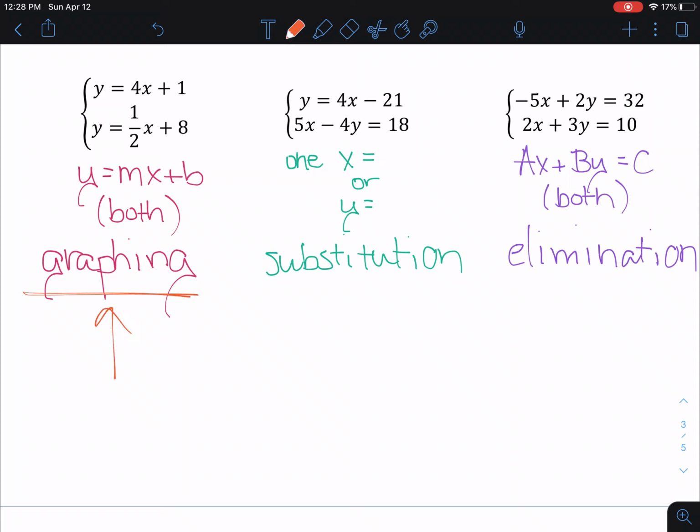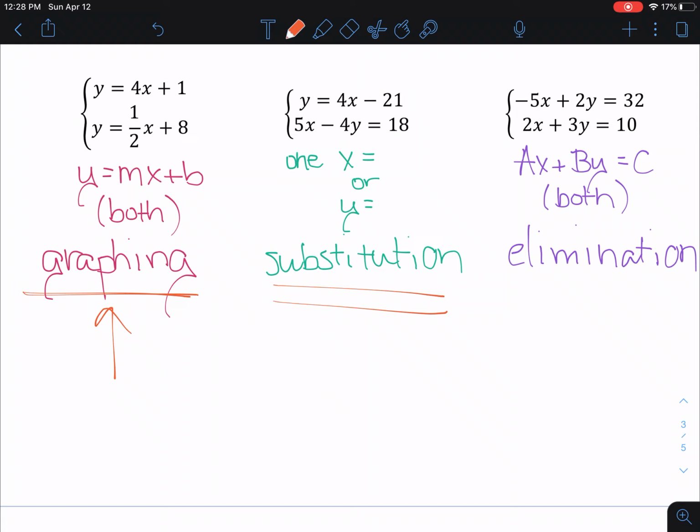Okay. In that second system, you'll notice one of the equations is solved for x or y. In this case, it's y, and the other equation is in standard form. If you have at least one equation that's x equals or y equals, then you want to use substitution.